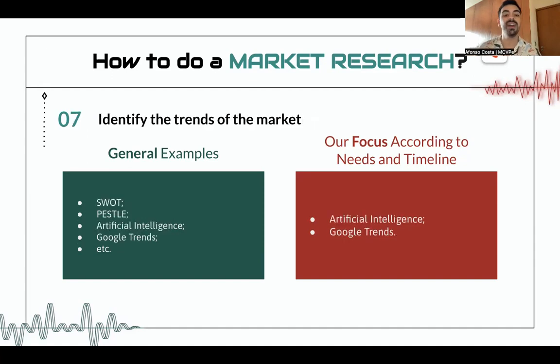Then we need to identify the trends of the market in order for us to fully understand it, as point number 7. And we can do this with a lot of methodologies. We can use a SWOT analysis: strengths, weaknesses, opportunities, and threats. PESTLE analysis. We can also follow artificial intelligence and Google Trends. And my suggestion, taking into consideration the current timeline, is for us to capitalize a lot more on artificial intelligence and also Google Trends for market research. I will further explain this.